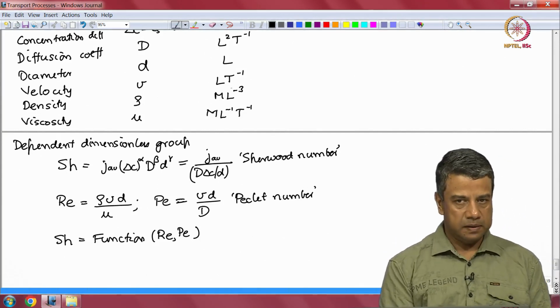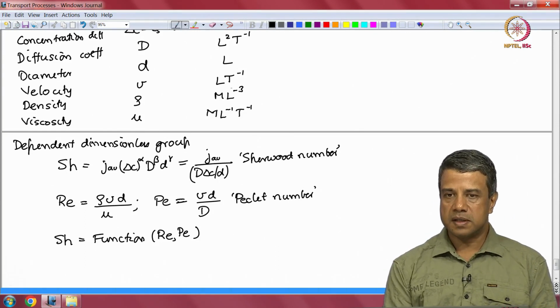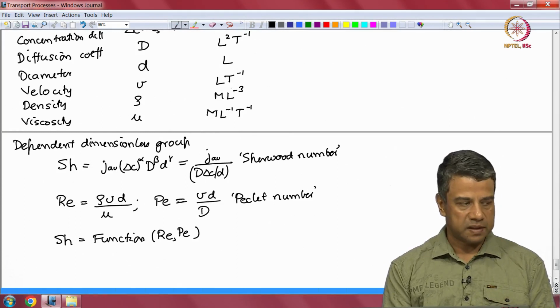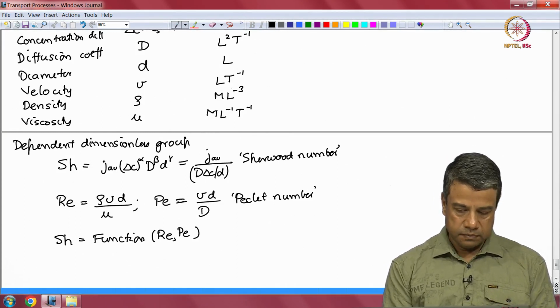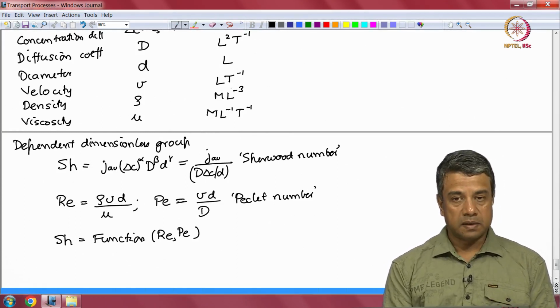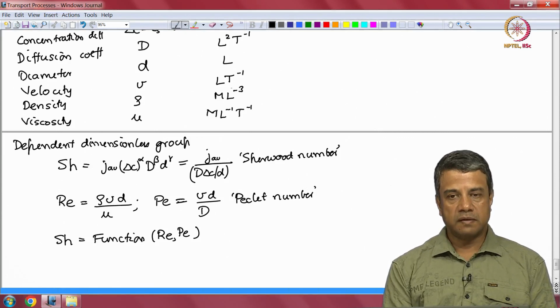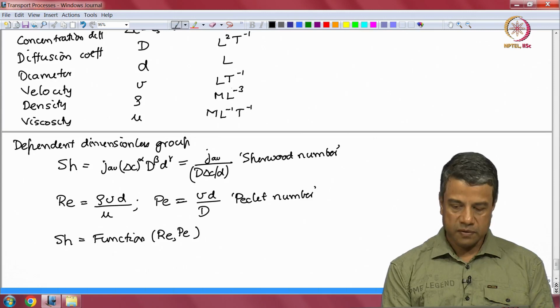Physically, what do these mean? Reynolds number, as I have already discussed, is the ratio of inertial and viscous effects. The Peclet number is velocity times diameter divided by diffusion coefficient. Velocity determines the convective rate of transport. The diffusion coefficient determines the diffusive rate of transport due to diffusion.